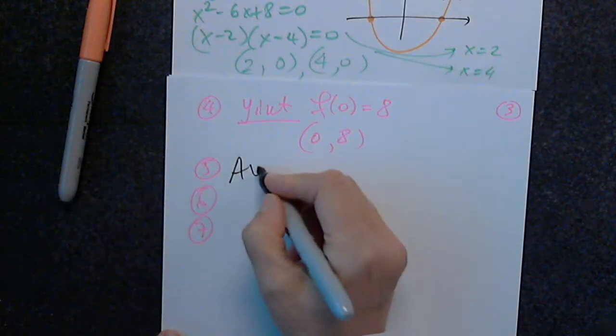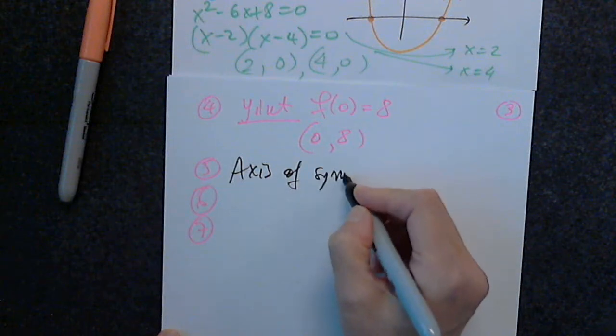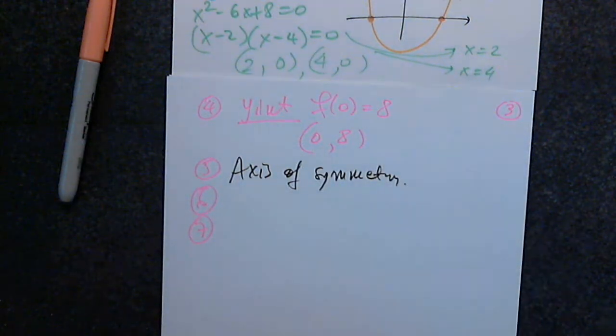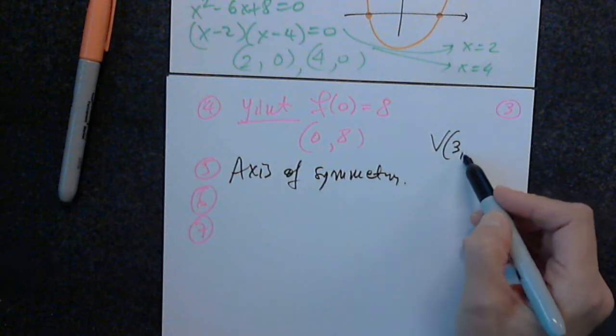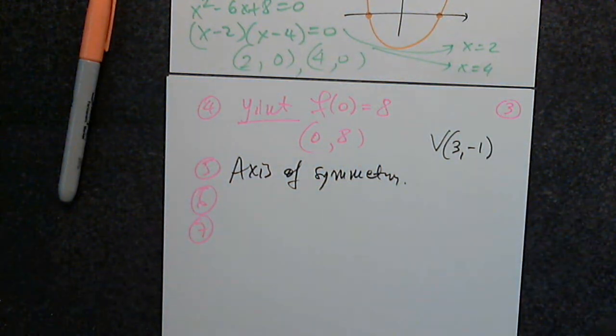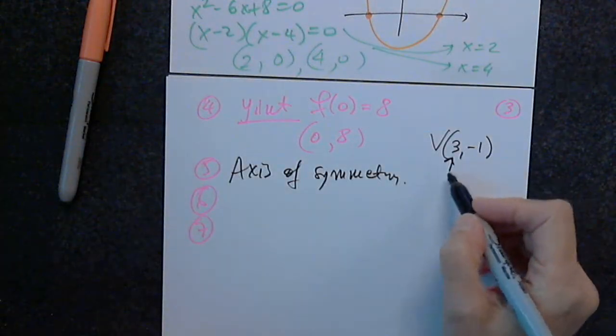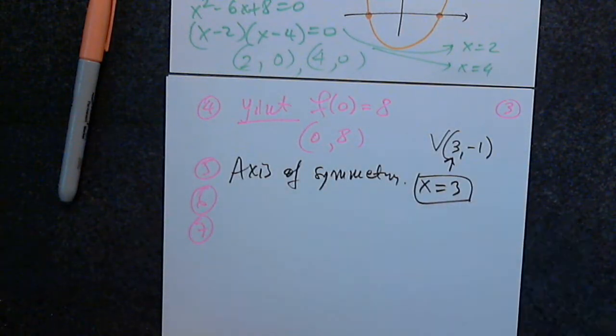Axis of symmetry. Look at the vertex. Remember, the vertex is 3 comma negative 1. And imagine the vertical line going through the vertex. 3 comma negative 1, the vertical line going through the vertex. Which one is it? It cannot be y. A vertical line cannot be y. x equals 3 indeed. x equals 3 is the axis of symmetry.